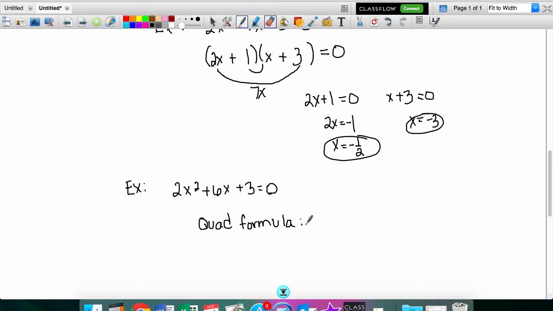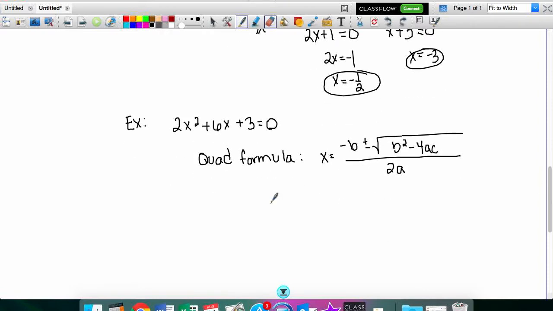So the quadratic formula is x equals -b plus or minus the square root of b squared minus 4ac, all over 2a. The a, b, and c obviously refer to the coefficients in front of each term. So for this particular problem, we get -6 plus or minus the square root of 6 squared minus 4 times 2 times 3, all over 2 times 2.